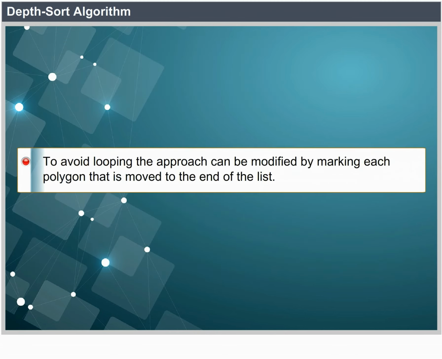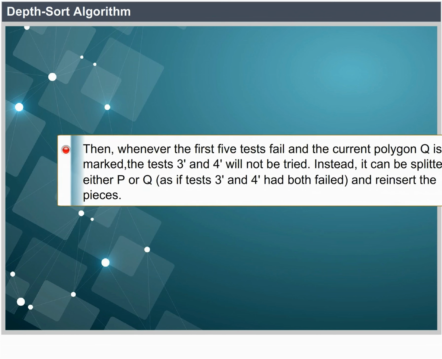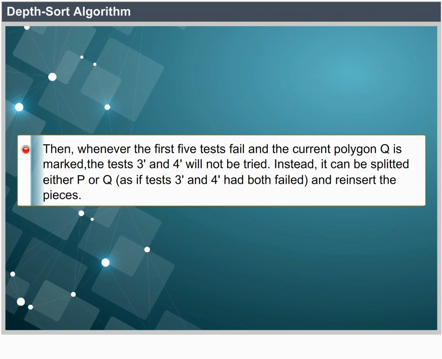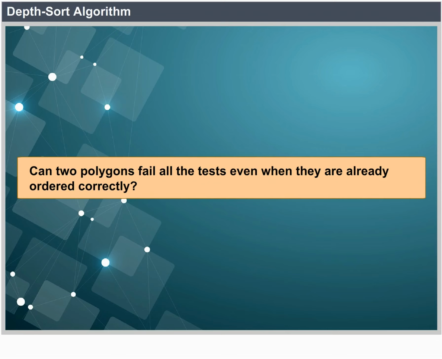To avoid looping, we must modify our approach by marking each polygon that is moved to the end of the list. Then whenever the first 5 tests fail and the current polygon Q is marked, we do not try tests 3' and 4'. Instead, we split either P or Q as if tests 3' and 4' had both failed and reinsert the pieces. Can 2 polygons fail all the tests even when they are already ordered correctly?